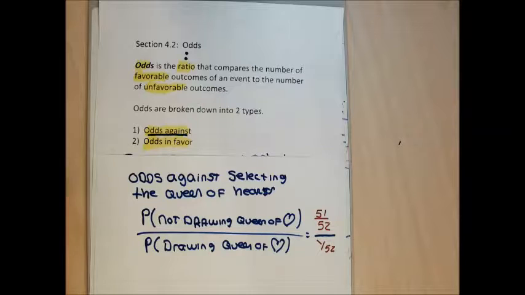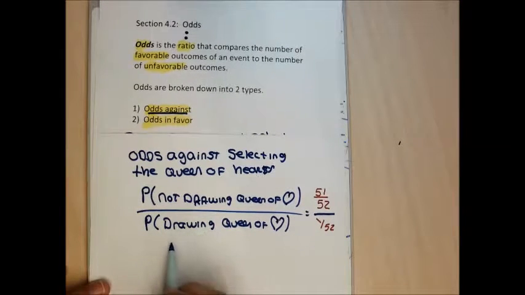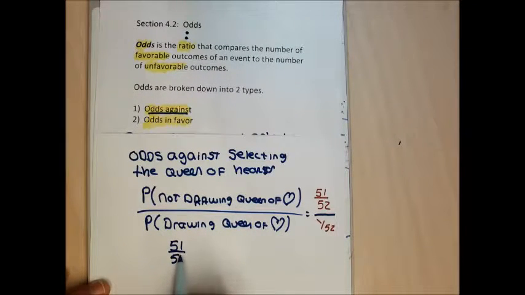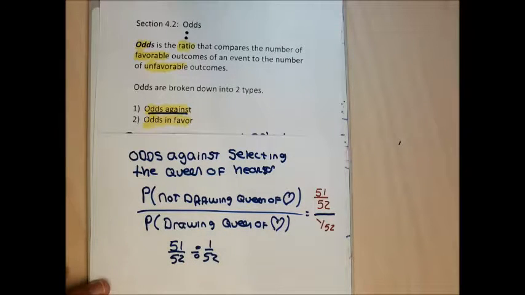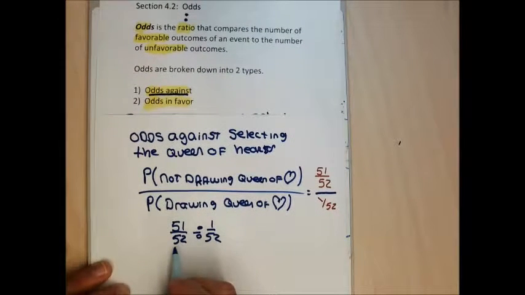Of course, this is a mess because I've got a fraction over a fraction. Let me rewrite that to simplify this. I can rewrite this as 51 over 52 divided by 1 in 52, by taking this fraction here and making it into a division. And anytime you have a fraction and you're dividing, you can change it into a multiplication if you multiply by the reciprocal.